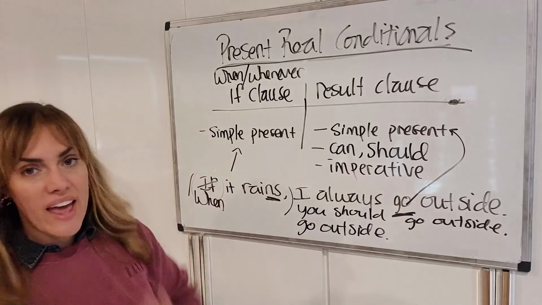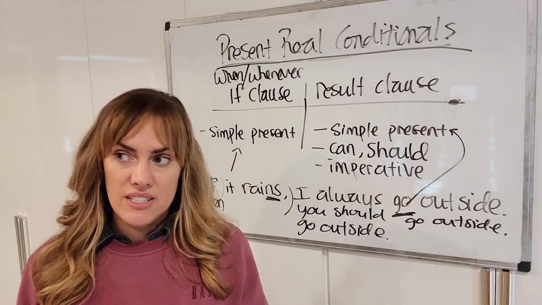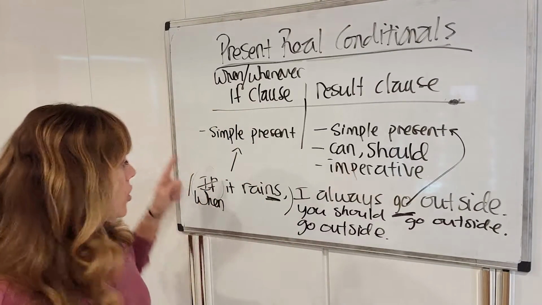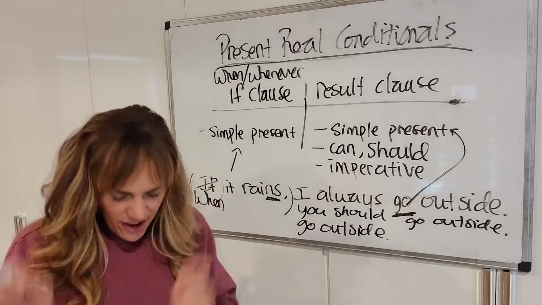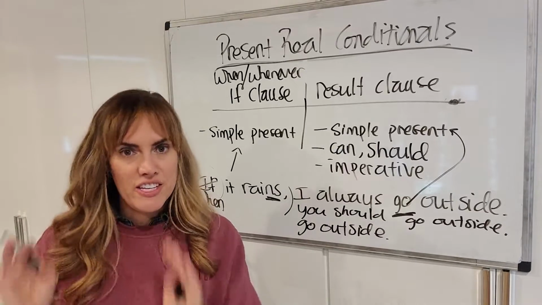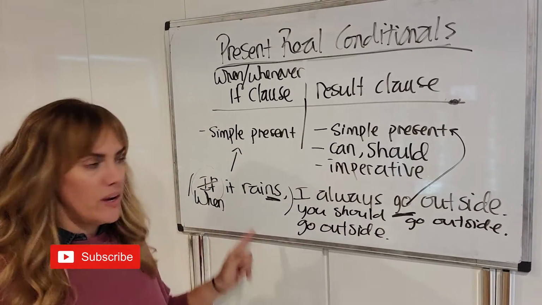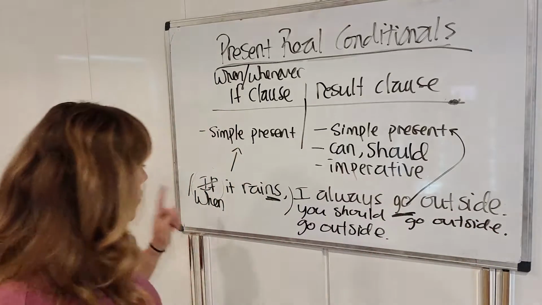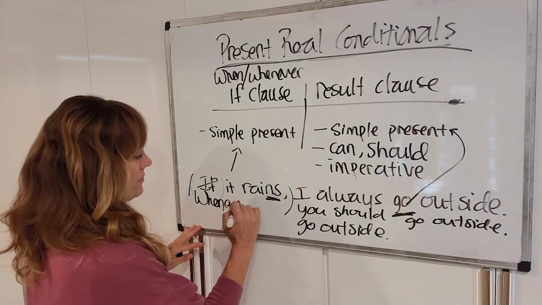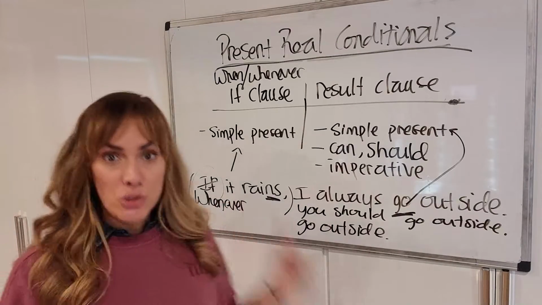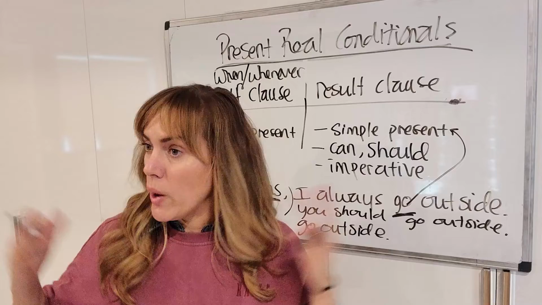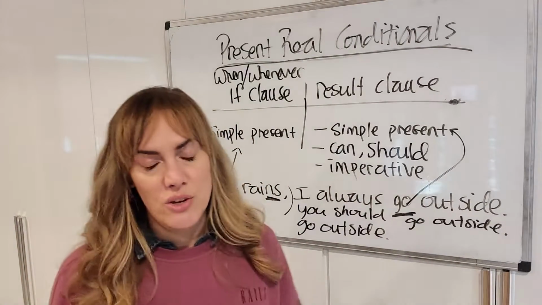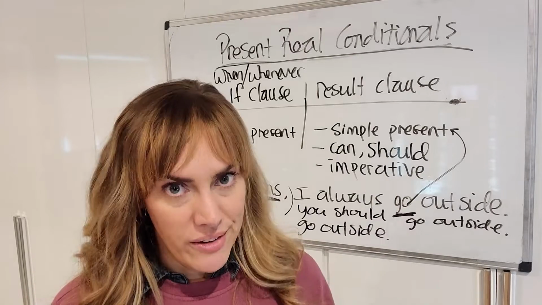Or I could say whenever. Whenever just means if, right? And it's for time. So whenever it rains, every single time, that's what it means. Every time it rains. Whenever it rains, I always go outside. I'm talking about a habit. Whenever it rains, you should go outside. Whenever it rains, go outside. And that's how you can use the present real conditional.